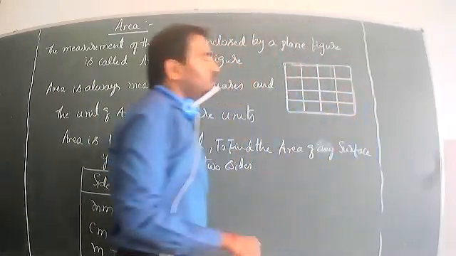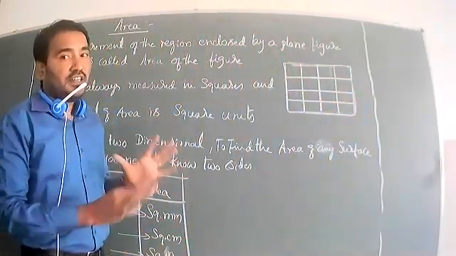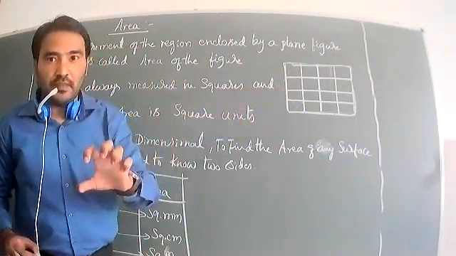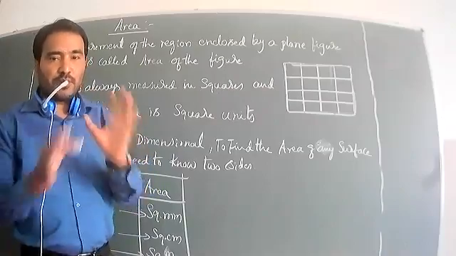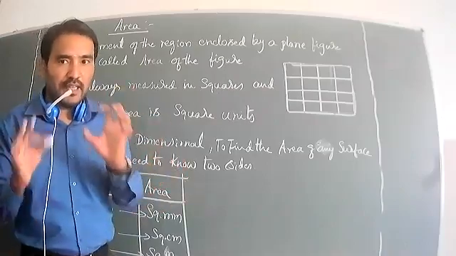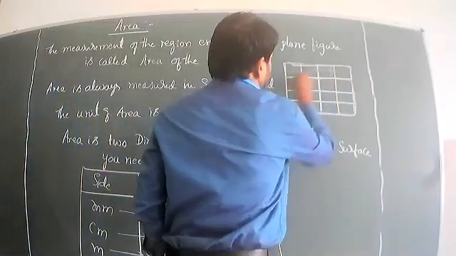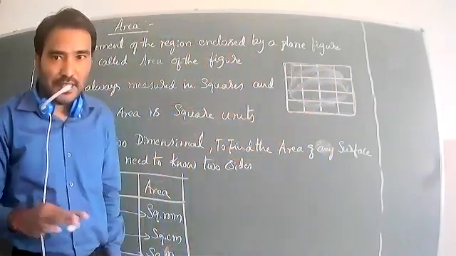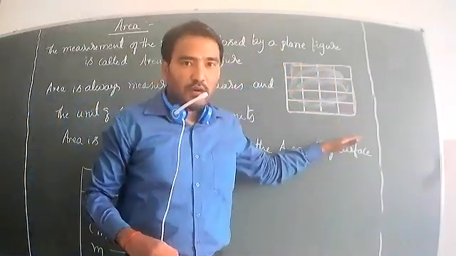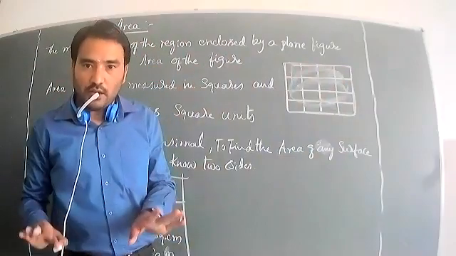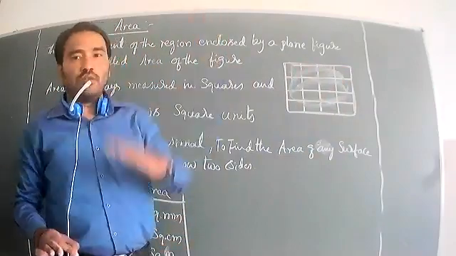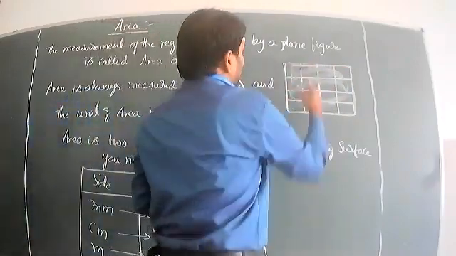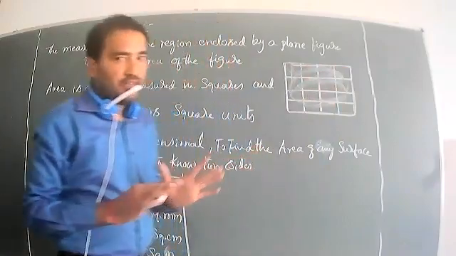Here, how many squares are enclosed in the closed figure, in the plane figure? How many squares did we put in the plane figure? That is called area. This part is called area. So it is covered on two sides. Length and breadth we have covered, or in the square the four sides are covered. So two sides are covered. Keep in mind, two sides are covered: length and breadth.